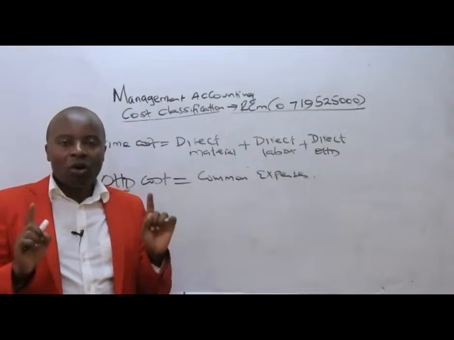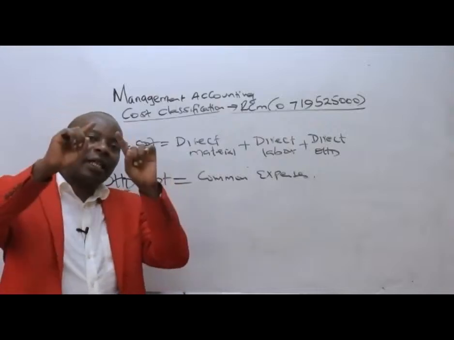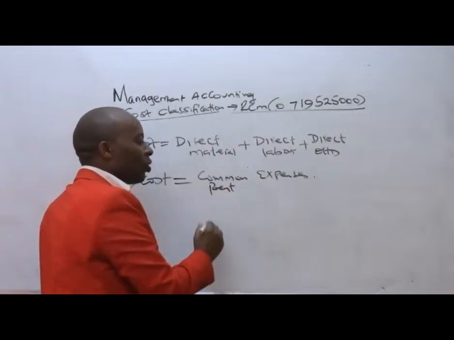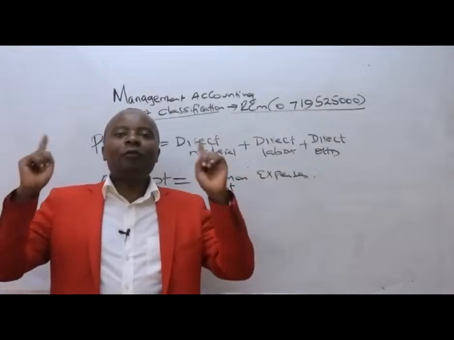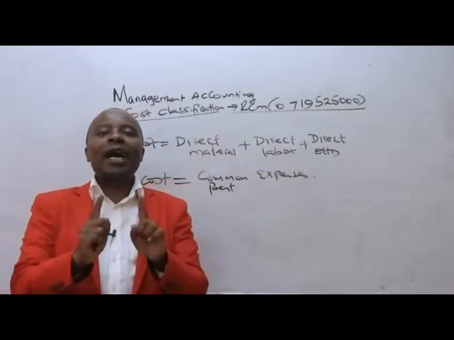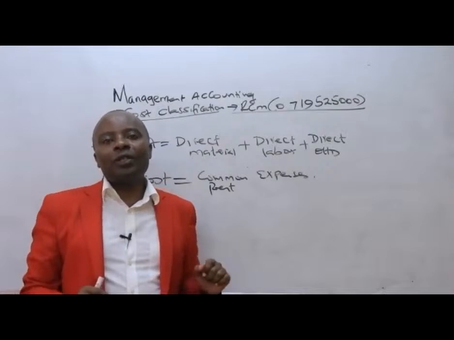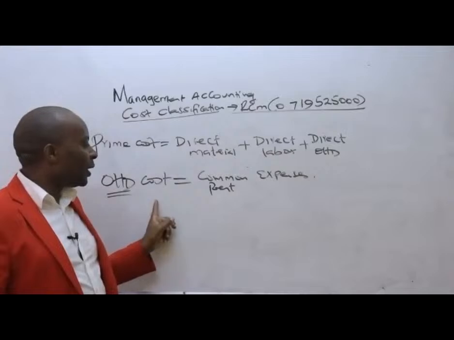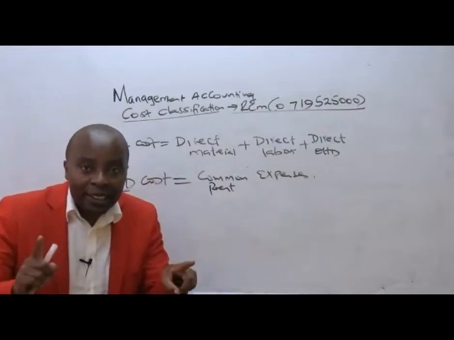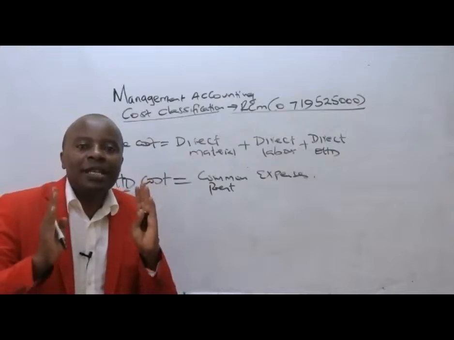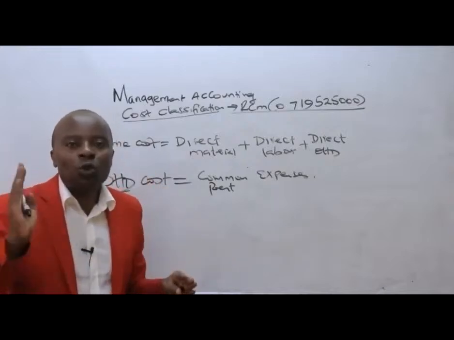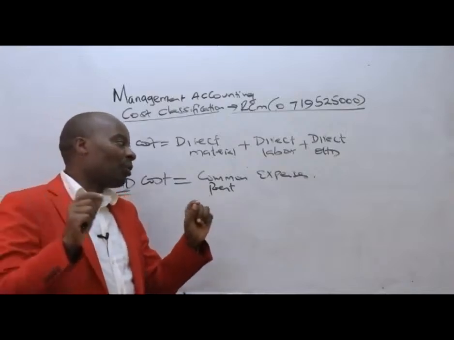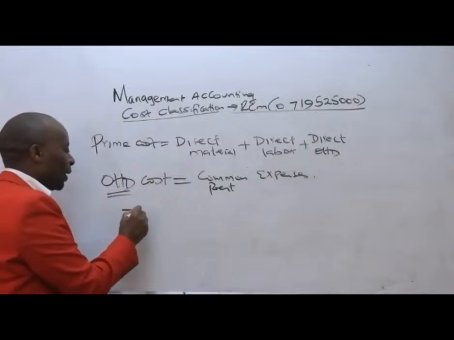Overhead costs, I'm repeating again, are the common expenses, like rent. Rent is an overhead cost that we are incurring for the benefit of all the students of RCM College. At the end of the day, for pricing purposes, these overheads must be apportioned to the units that are benefiting directly, so that we can establish what we call cost per unit.